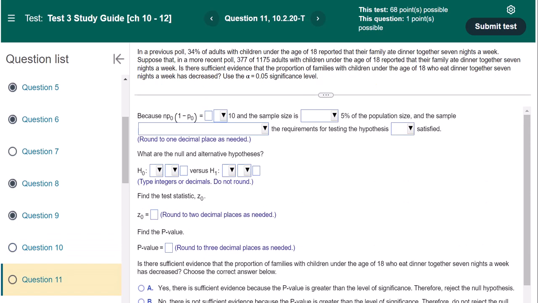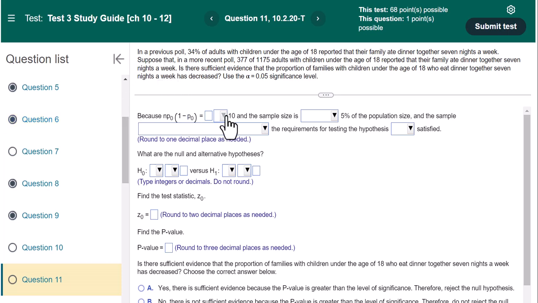Okay, in a previous poll, 34% of adults with children under age of 18 reported their family ate dinner together 7 nights a week. Suppose that in a more recent poll, 377 of 1,107 adults with children under age 18 reported their family ate dinner together 7 nights a week. Is there sufficient evidence that the proportion with children who ate dinner 7 nights a week has decreased? So decrease means less than 34%.